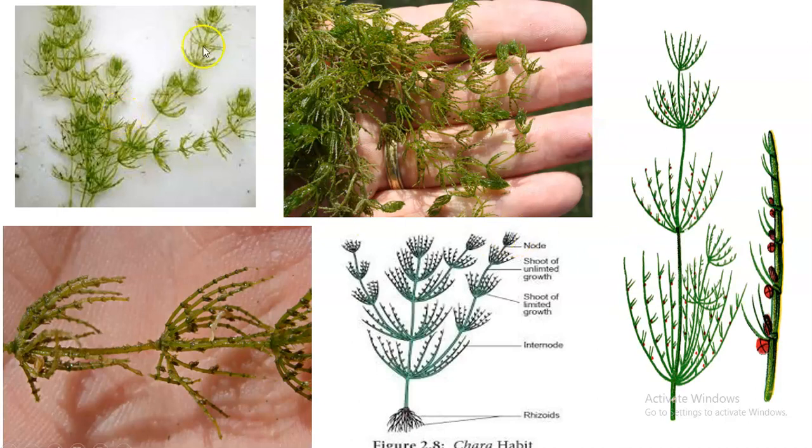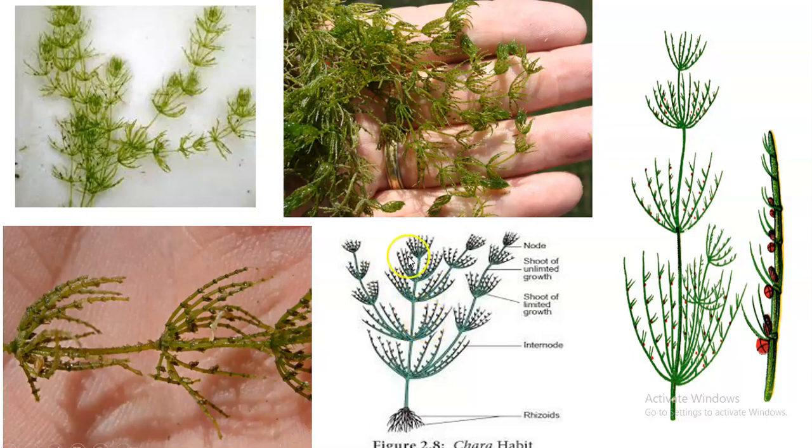So you can see this is the Chara. See, there are short branches and long branches. If you see this figure, it is more clear. From this node there are short branches and one long branch. You can see this long branch is known as branch of unlimited growth, and the short branches are called branches of limited growth. So this is the main feature of Chara. We'll see what are the short branches and long branches, what are its features. Before that, just see two important features of Chara.